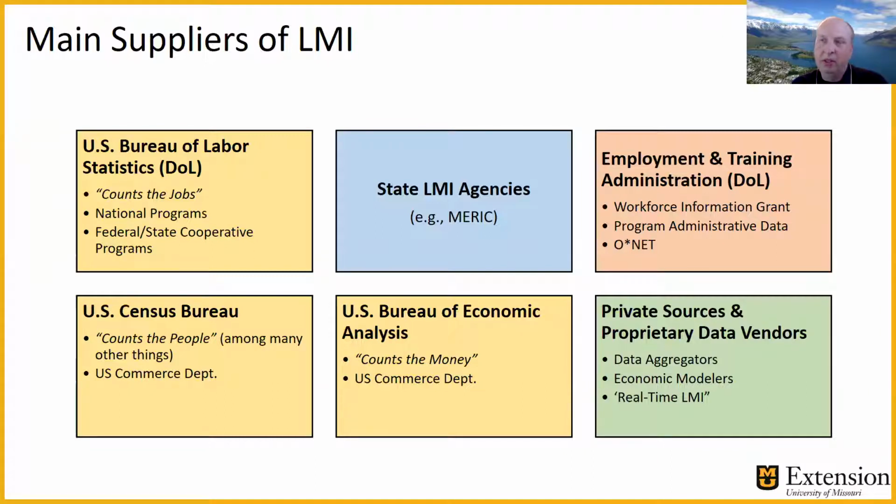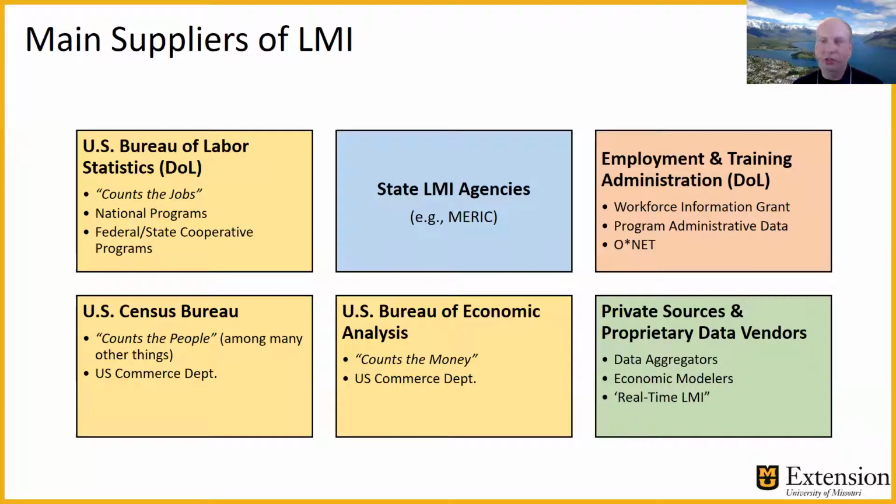The third of the big three federal statistical agencies is the U.S. Bureau of Economic Analysis, which is actually quite a bit smaller than BLS or Census, and BEA counts the money. So it's a bit more on some economic issues and a little less on straight-up labor market information.